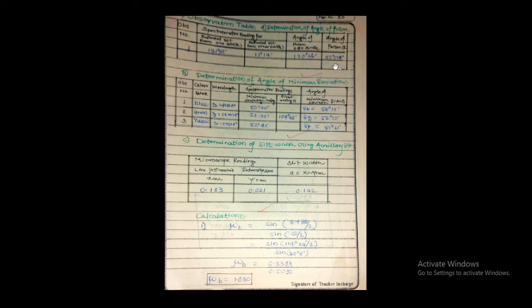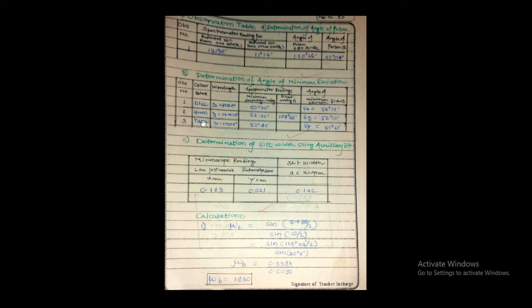As you know well, the prism we are using in the laboratory is exactly a triangle having three angles equal, and each angle is 60 degree. That has to be practically proved here. Now the second part, determination of angle of minimum deviation.